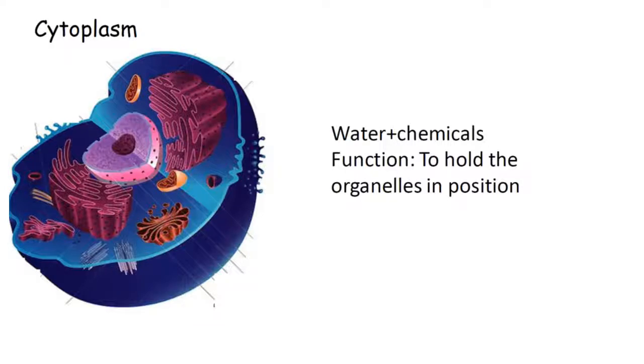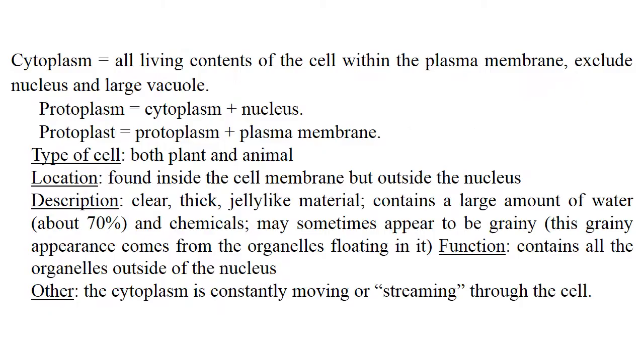Cytoplasm. Cytoplasm is water plus chemicals. The function is to hold the organelles in position. Cytoplasm is all the living contents of a cell within the plasma membrane, excluding the nucleus and large vacuoles. That means protoplasm is cytoplasm plus nucleus, whereas protoplast is protoplasm plus plasma membrane. The cytoplasm is present both in plants and animals, or we can say protoplasm. Location is found inside of the cell membrane but outside the nucleus.